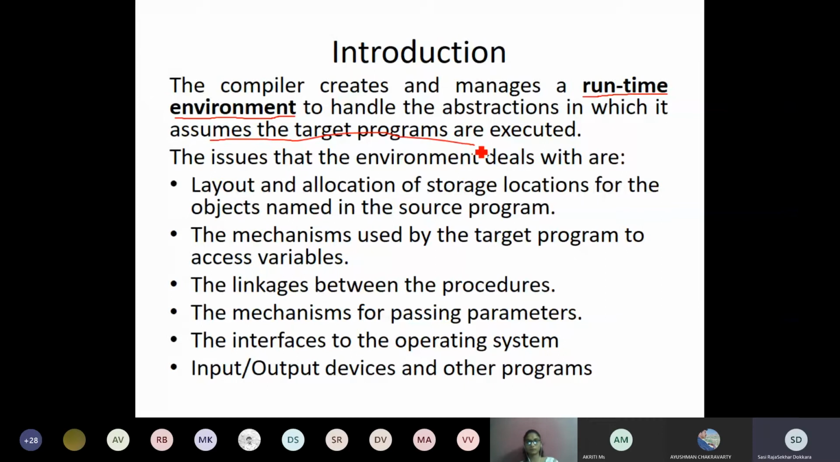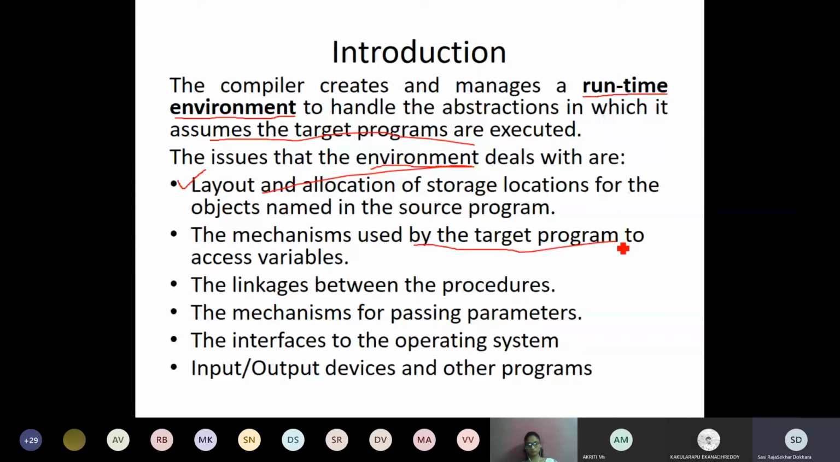So now, what are the different issues that are going to be handled by this runtime environment is the most important thing. Because the runtime environment handles a lot of issues, most importantly, it needs space. So the runtime environment is going to take care of the layout and allocation of storage locations for the objects named in the source program. Okay, so it is going to take care of how these different objects or variables specified in the source program are being used by the target program.